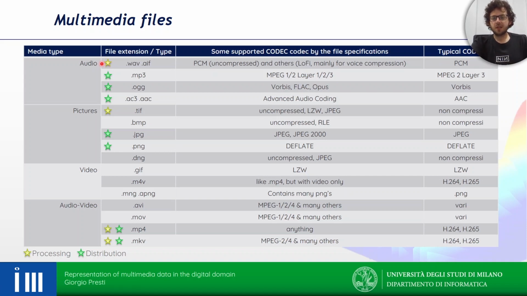I put a yellow star near containers usually used for processing and producing, and a green star for those containers mainly used to distribute. So for example, we have WAV or AIF files, usually containing pulse code modulated, so uncompressed, audio signals for working with audio. But when we want to distribute audio, we can use one of these three codecs. Actually, the OGG also supports a FLAC codec, which is a lossless codec.